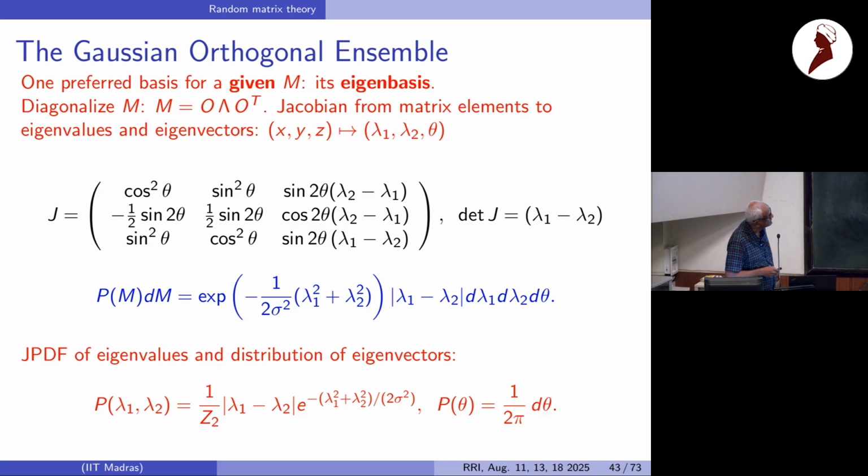Theta will be essentially cos theta, sin theta will be the eigenvector, one of the eigenvectors. The other vector will be sin theta, minus cos theta, orthogonal to that. And then you can make some Jacobian transformation from x, y, z to these, and that is this 3 by 3 matrix, whose determinant turns out to be simply the difference of these eigenvalues.